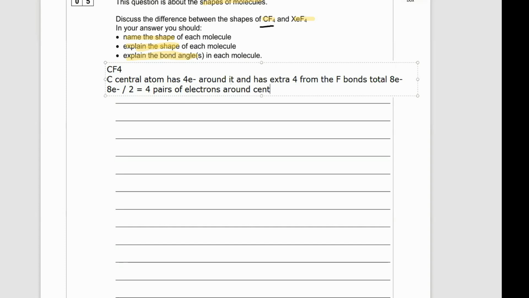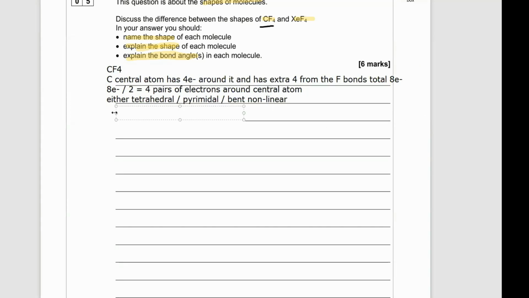Divide that by 2 and you'll find the number of pairs of electrons around that central carbon atom. So there's 4 pairs of electrons around the central carbon atom. 4 from the carbon, 4 from the bonds, or 4 from the fluorine, sorry. This means if you have 4 pairs, you're either going to be tetrahedral, pyramidal, or bent nonlinear. Which one are we?